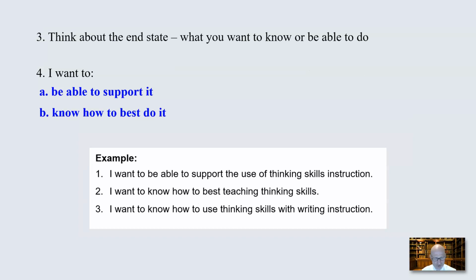Now, sometimes it helps to think about the end state, what you want to know or be able to do at the end. I want to be able to support it. I want to know how best to do it. For example, in terms of thinking skills and writing, I want to be able to support the use of thinking skills instruction for writing. And I want to know how best to teach thinking skills and how best to use thinking skills in writing. Keep the end state in mind. Sometimes that helps with your literature review as well.